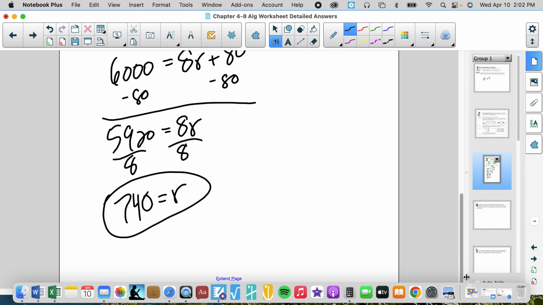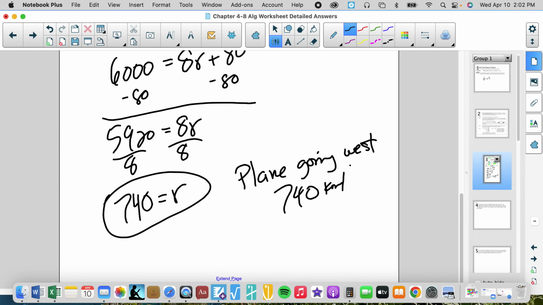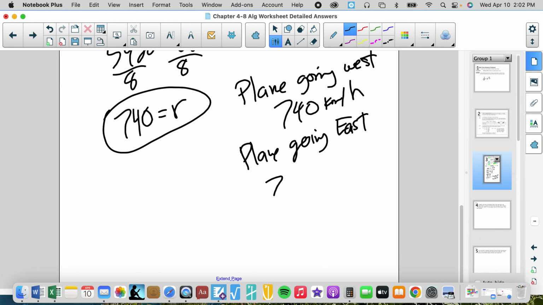So the plane going west was traveling at 740 kilometers per hour. The plane going east was going 20 kilometers per hour faster. So that was going 760 kilometers per hour.